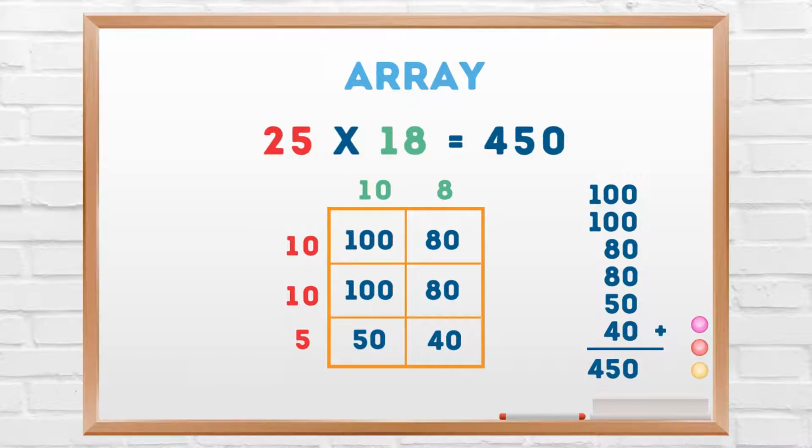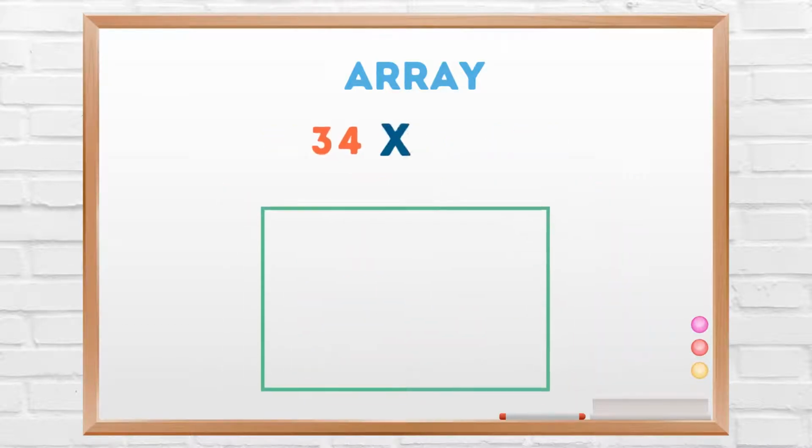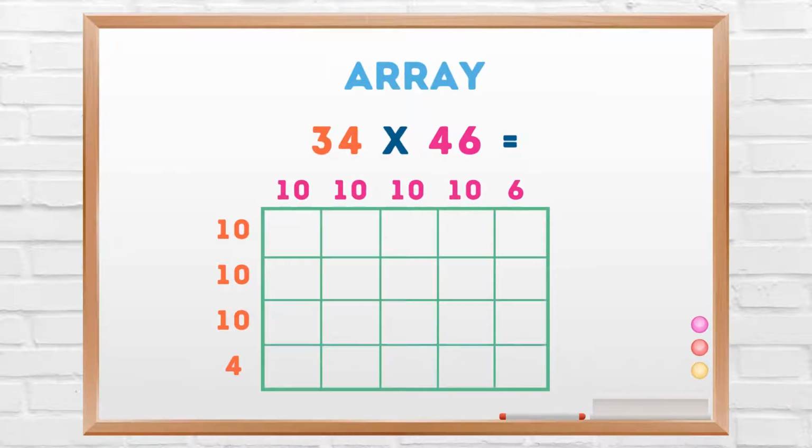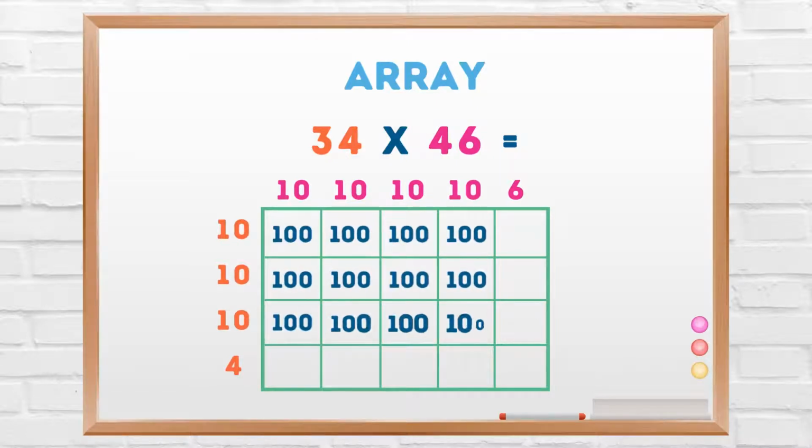Let's try another one. We will solve 34 times 46 using an array. We will break up 34 into 10 plus 10 plus 10 plus 4 and 46 into 10 plus 10 plus 10 plus 10 plus 6. Now we will multiply the numbers together that meet inside the grid. As you can see, there are a lot of tens that will be multiplied together. We know that 10 times 10 is 100, so let's write 100 in all the boxes that the tens meet.